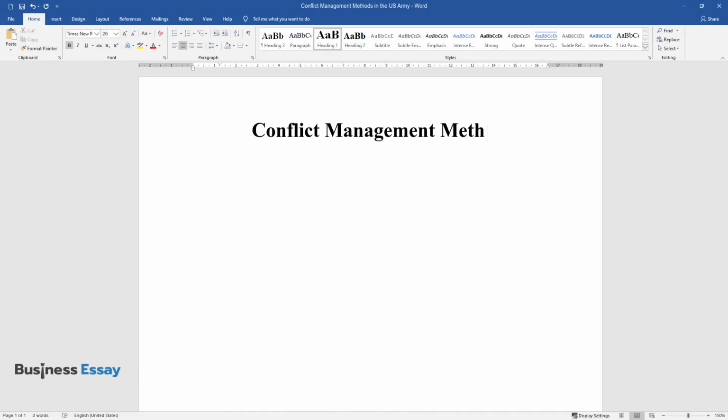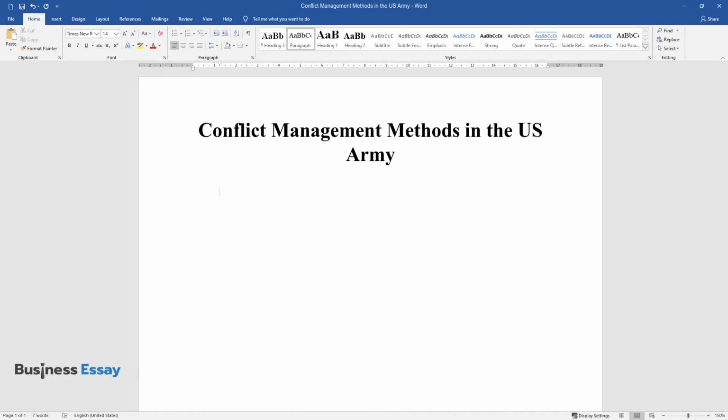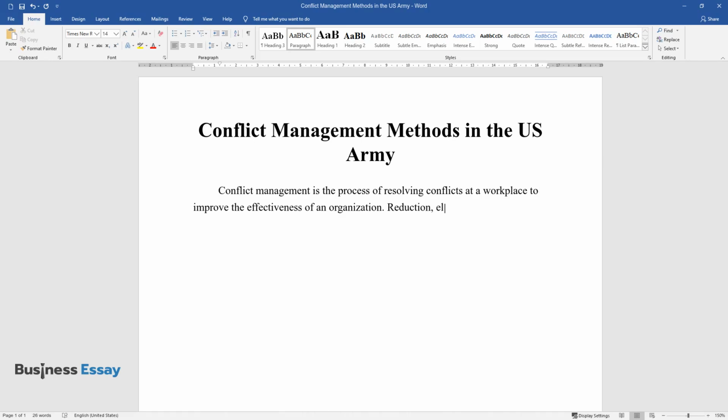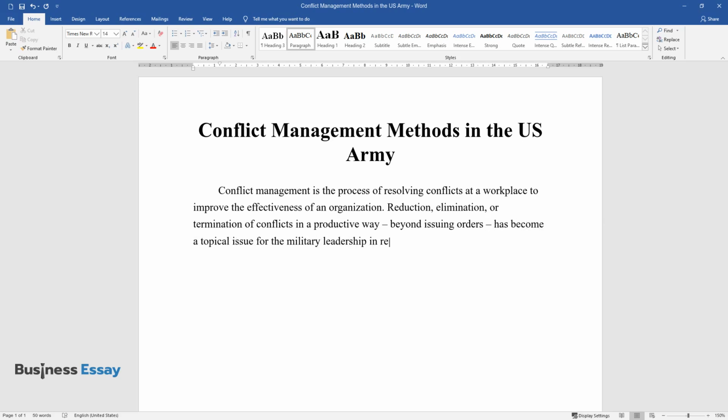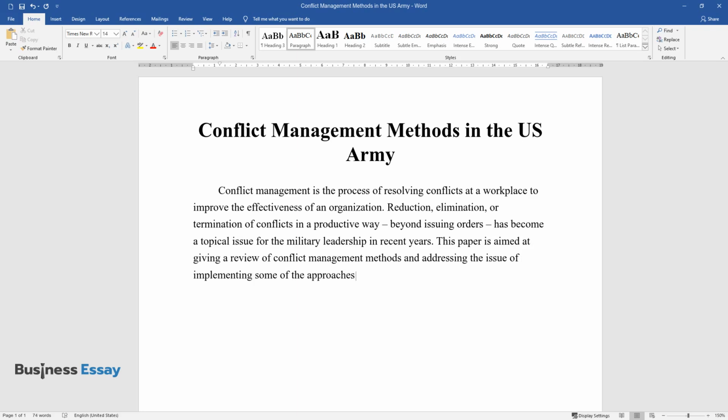Conflict management methods in the U.S. Army. Conflict management is the process of resolving conflicts at a workplace to improve the effectiveness of an organization. Reduction, elimination, or termination of conflicts in a productive way, beyond issuing orders, has become a topical issue for the military leadership in recent years. This paper is aimed at giving a review of conflict management methods and addressing the issue of implementing some of the approaches in the U.S. Army.